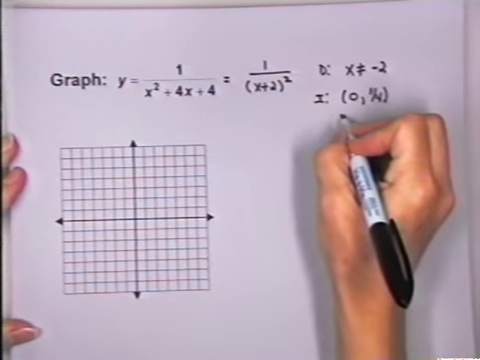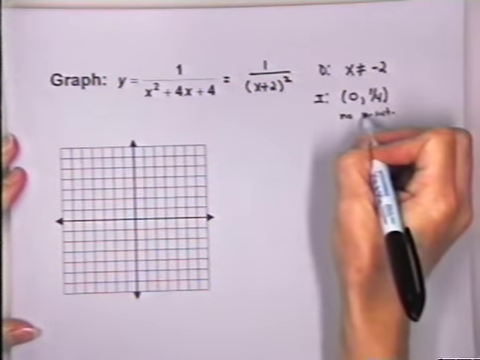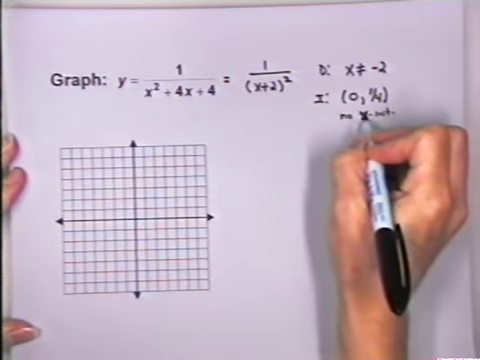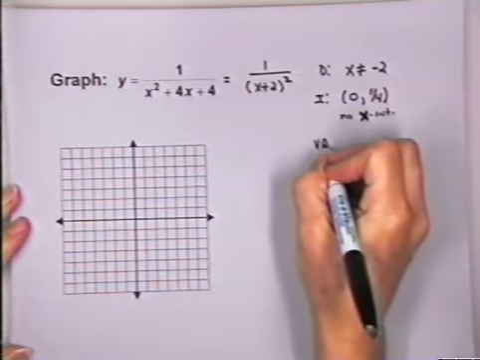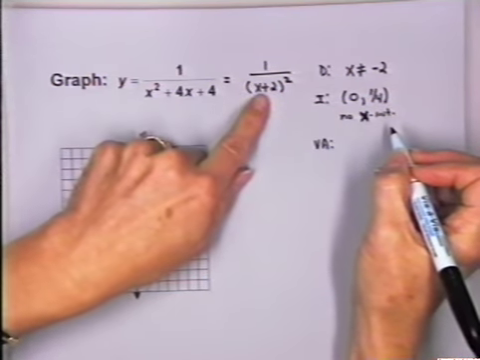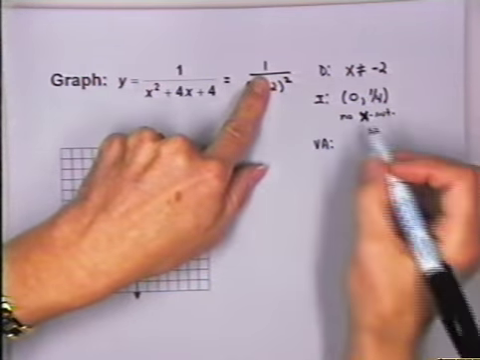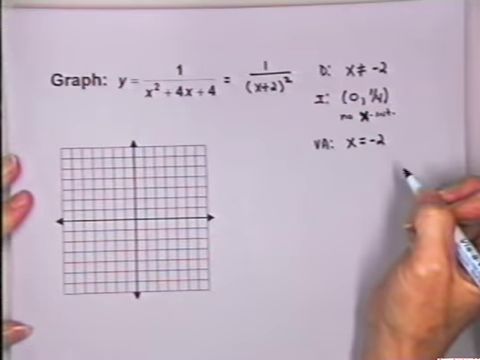I might make a note of that. No y-intercept. I'm sorry, I'm saying that wrong. No x-intercept. No x-intercept. I can't let y be 0. So I will not cross this x-axis. Okay, vertical asymptotes. Well, -2 makes the denominator 0. Does it make the numerator 0? No, it doesn't. So x equals -2 is a vertical asymptote.